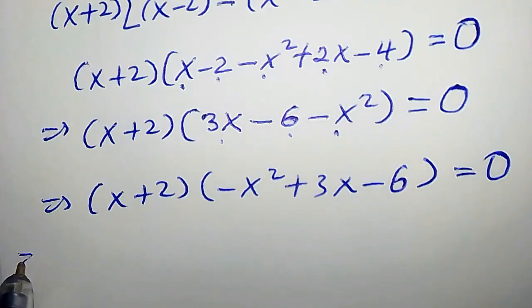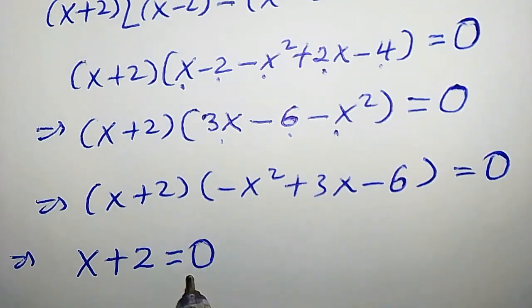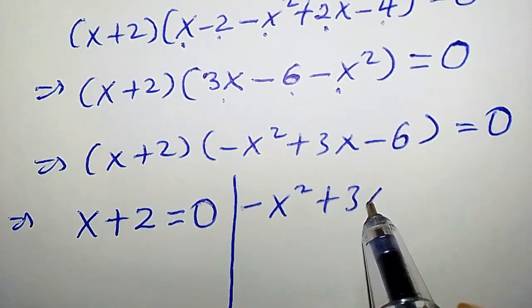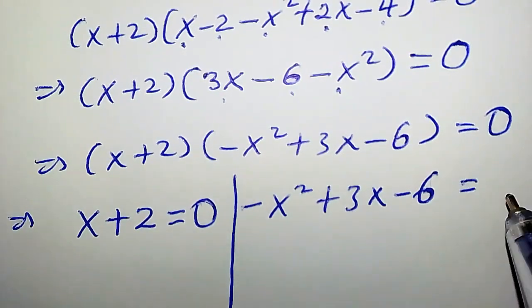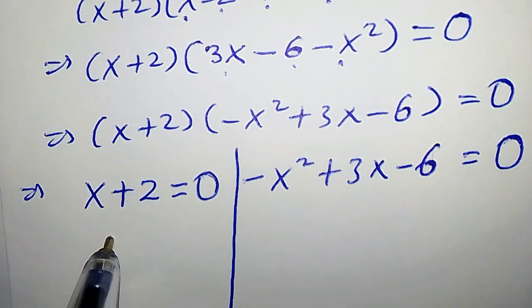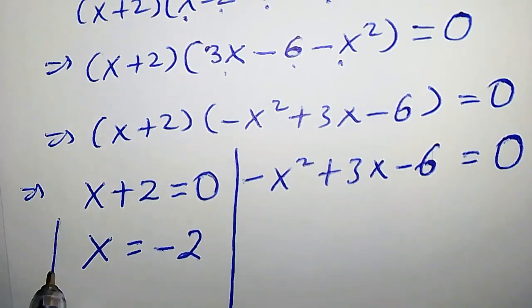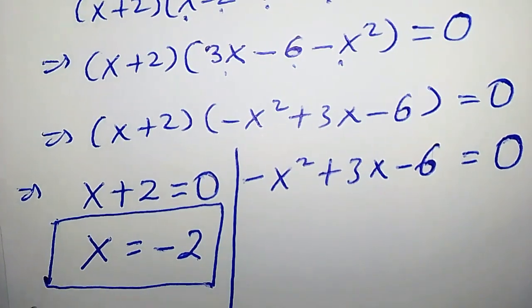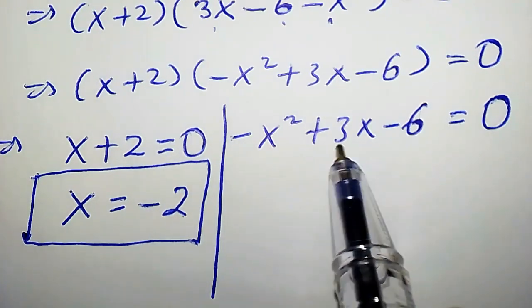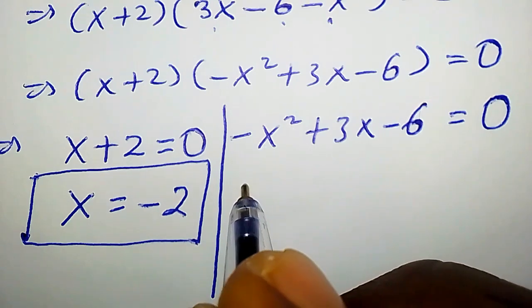Let's continue. This means that x plus 2 is equal to 0, or minus x squared plus 3x minus 6 is equal to 0. Wow. Clearly, from this line, x is equal to minus 2. This happens to be the first solution. x equals minus 2. Now, let us quickly solve this quadratic equation. To make it easier, let's multiply by minus 1.